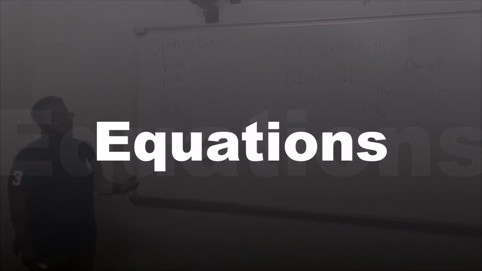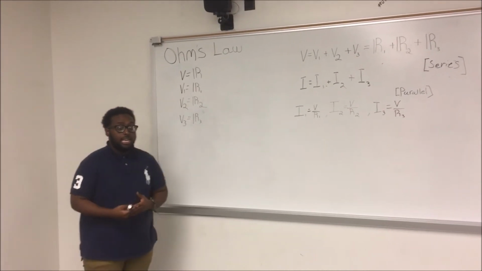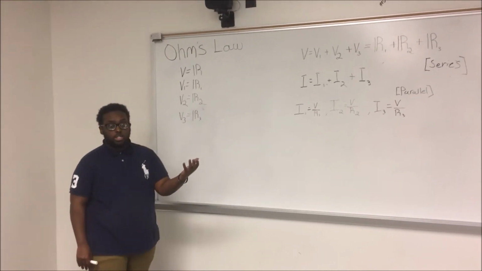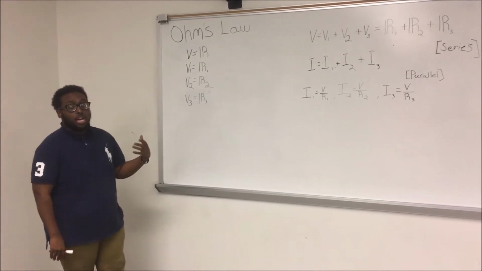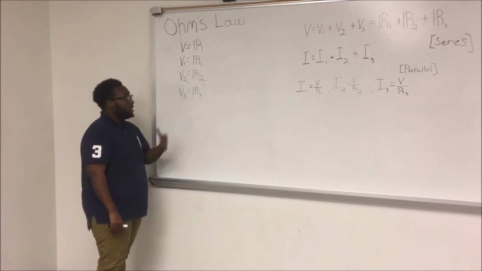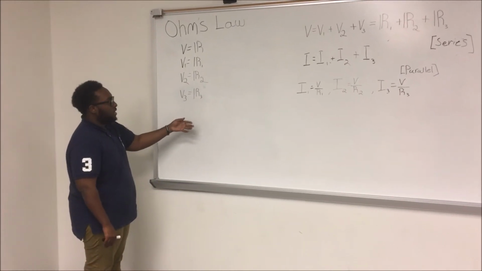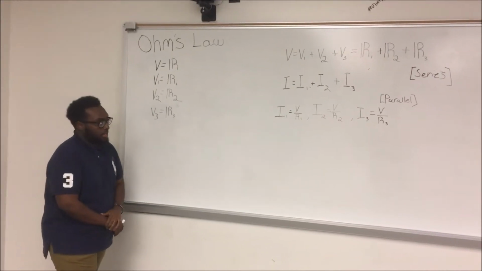In chapter 26.2, we'll be solving questions that have to do with series and parallel. For us to understand and get to a final answer for these types of questions, we need to know the formulas. So you see here we have Ohm's law, which is V equals IR, and then you have V1 equals IR1, V2 equals IR2, and V3 equals IR3. V stands for voltage, I stands for current, and R stands for resistance.